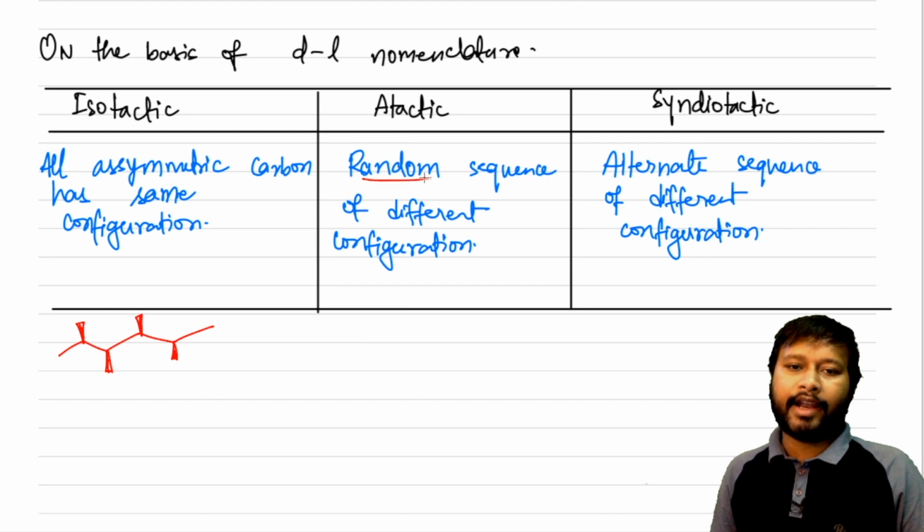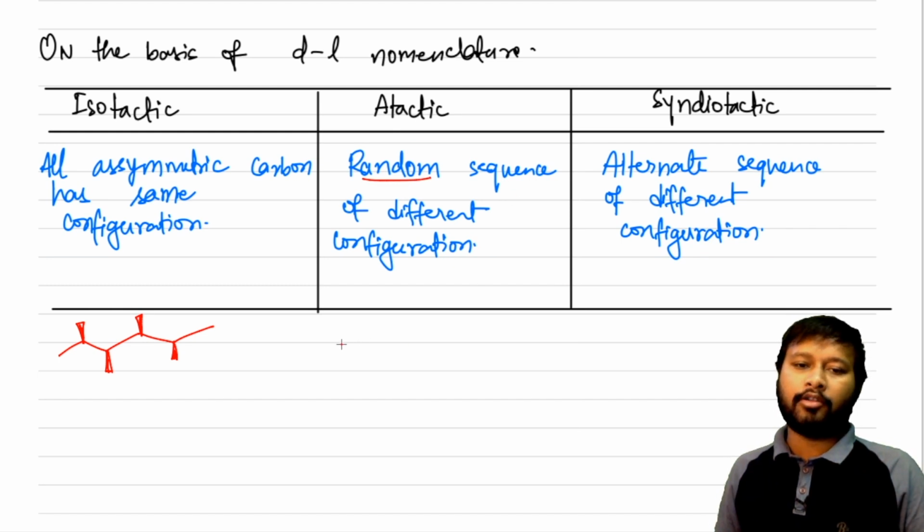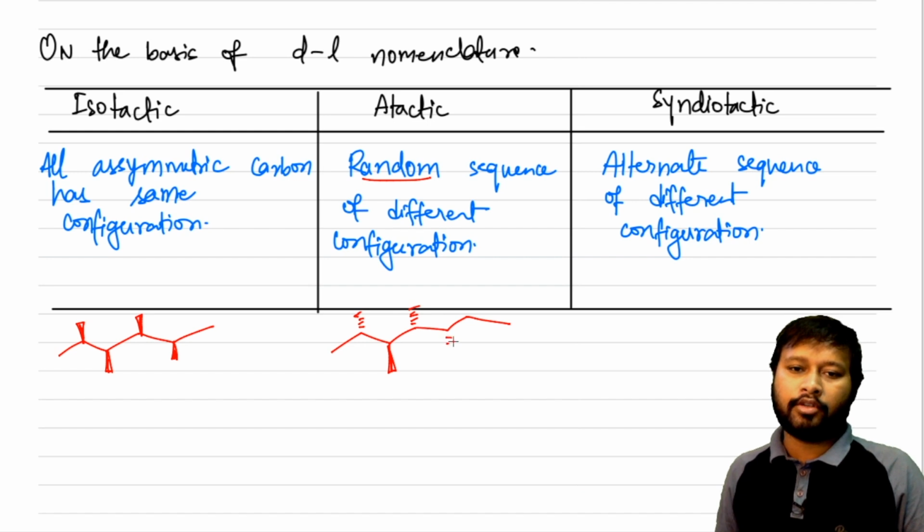Atactic means where there is a random sequence of different configurations. That means I'll be having some D form and some L form. So it's not fixed, it's a random one.